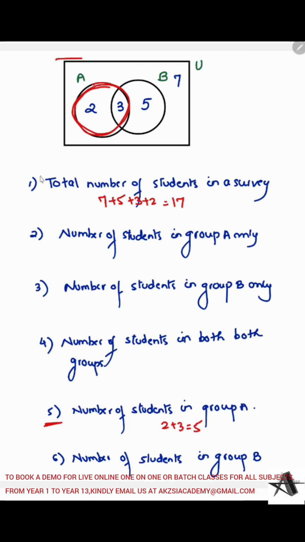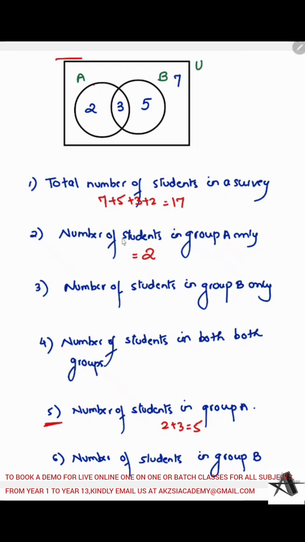So if they are asking the number of students in group A, it is 5. But if the question is different, that means if they are asking the number of students in group A only, they are not participants of group B, they are not part of group B. Only we are looking for those that are only in group A. They have nothing to do with group B. So obviously they will not lie in the intersection. They will lie outside this intersection part. The number of students lying outside the intersection part is 2. That means the number of students in group A only is 2.